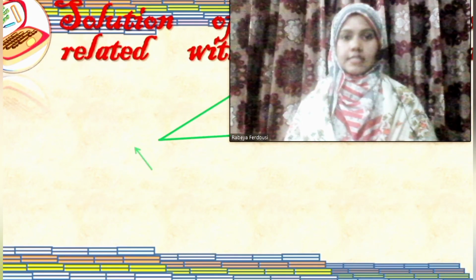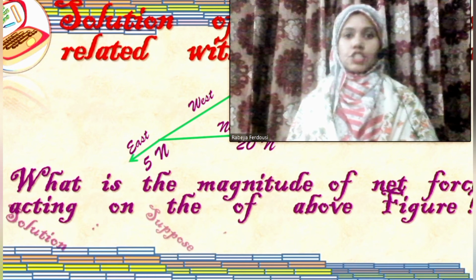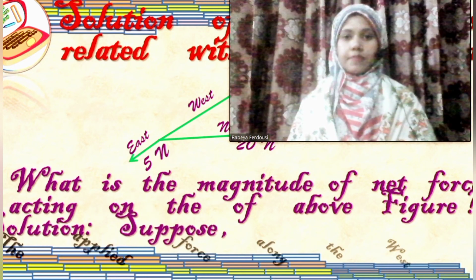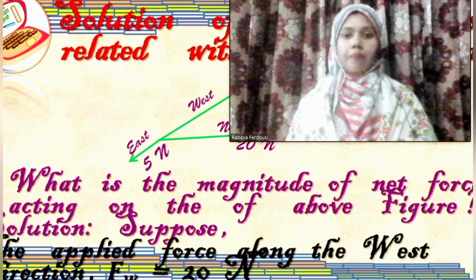Solution of mathematics related with this chapter. What is the magnitude of net force acting on the above figure? Here in this figure you all can see three forces along the west direction, east direction and north direction have been working, and we have to determine the exact magnitude of net force which is acting on this figure.